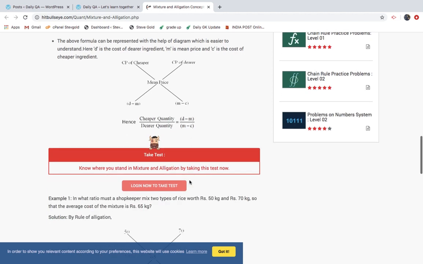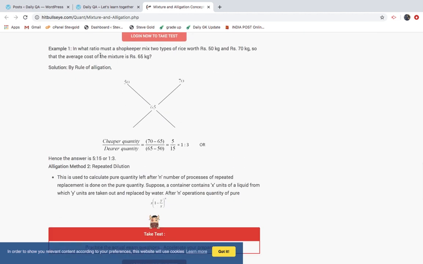Let's take an example and understand it well. In what ratio must the shopkeeper mix two types of rice worth 50 and 70 per kg, so that the average cost of the mixture is 65 per kg? So 50 we'll write as the Cp of the cheaper, 70 the Cp of the dearer, and 65 the mean price. So we need to find in what ratio these rice varieties should be mixed to get a mixture worth 65 per kg.